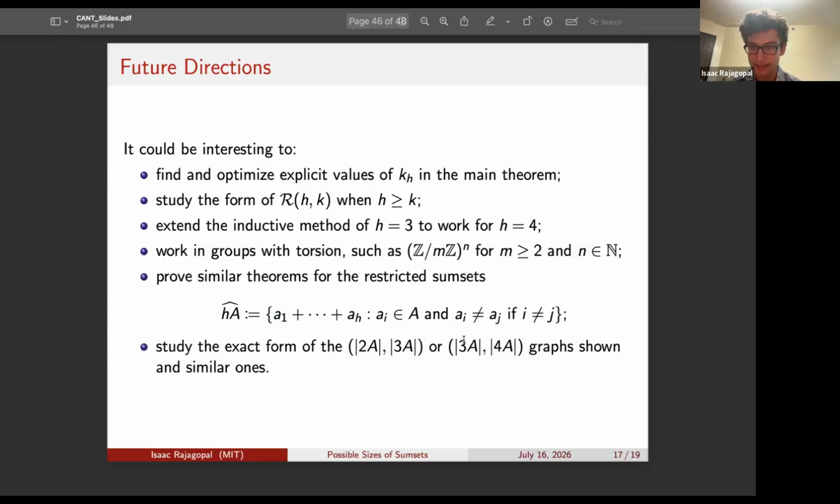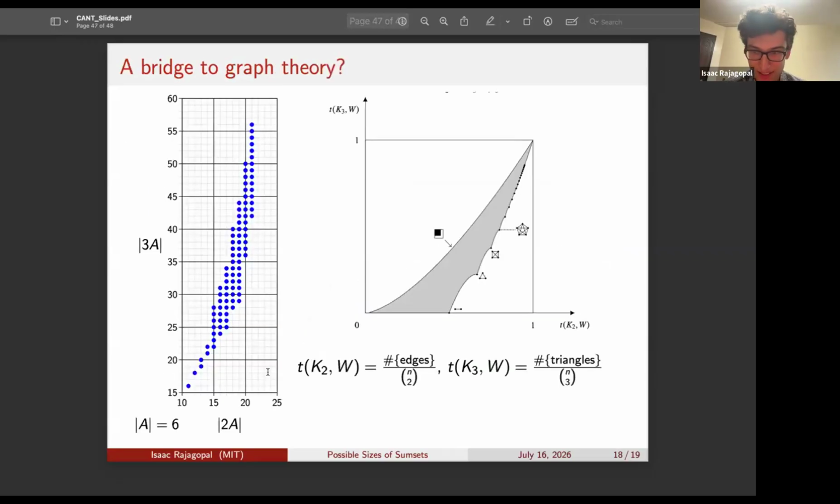And another thing is to study these plots that I showed further. And then finally, I want to end with one moonshot future direction, which is seeing if there's some connection to graph theory. So on the right, I have, in the limit as n gets large, on the x-axis, the number of edges of graphs on n vertices divided by n choose 2. On the y-axis, the number of triangles on n vertices divided by n choose 3. And you get this interesting plot, which was proved by Razborov about 20 years ago.